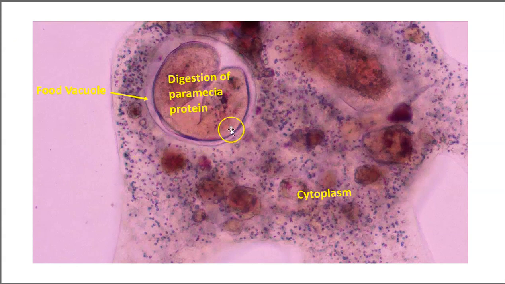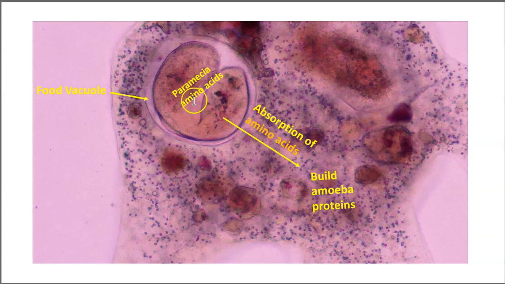So back to the amoeba. Here we have a food vacuole. Digestion of the protein will occur here, and then the resulting amino acids will be transported through the membrane of the food vacuole into the cytoplasm. So the amoeba can use those amino acids to build amoeba proteins. In addition, of course, all the other nutrients found in a paramecium will be absorbed into the cytoplasm to sustain the chemistry of life.